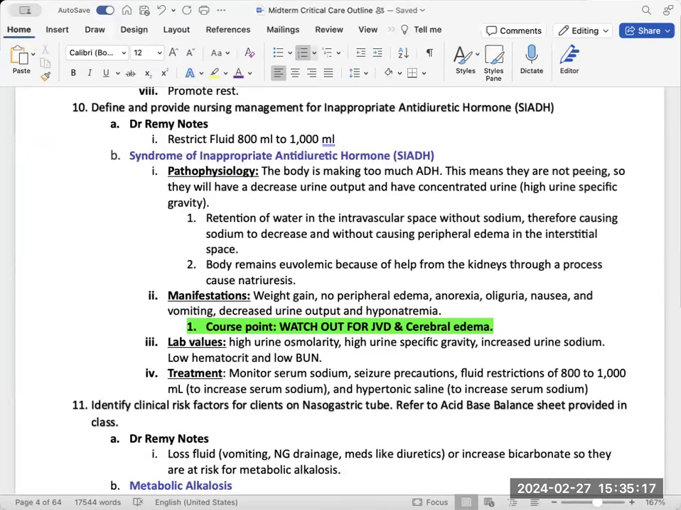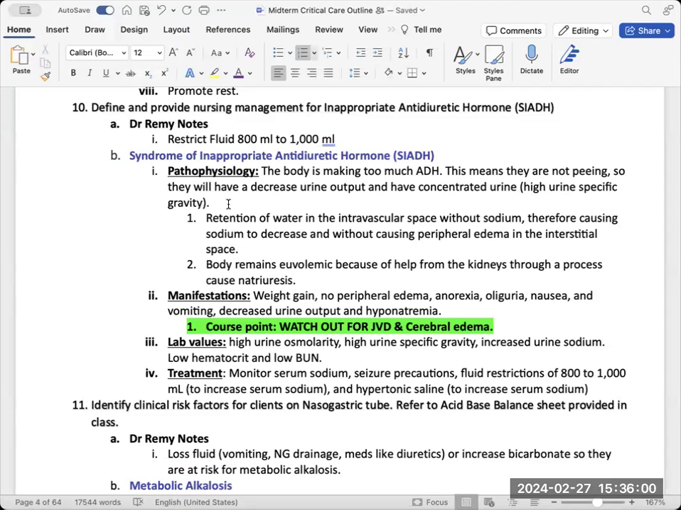Okay, so the next question is nursing management for SIADH, the syndrome of inappropriate antidiuretic hormone. We spoke about this before. Dr. Remy specifically mentioned for this question that you want to restrict fluids because they have fluid retention. Just as a reminder, syndrome of inappropriate antidiuretic hormone is when the body is making too much ADH. That means antidiuresis, so they're not peeing, so they're going to have a decreased urine output.